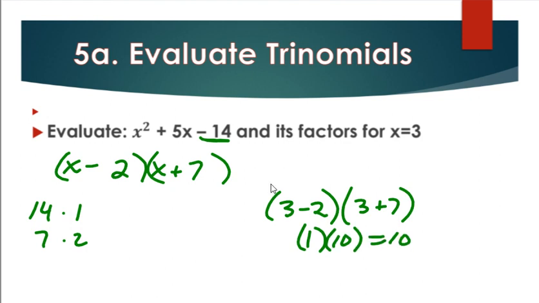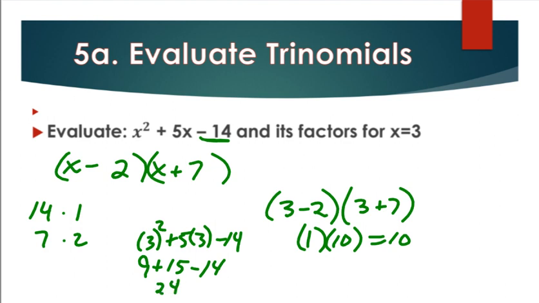If we were to put 3 in for the trinomial, we would have 3 squared plus 5 times 3 minus 14. This is 9 plus 15 minus 14. 9 plus 15 is 24. 24 minus 14 would give us 10. So they are the same, so we know that our work is correct.